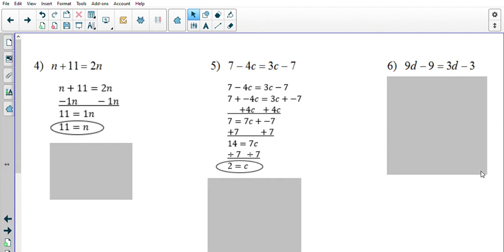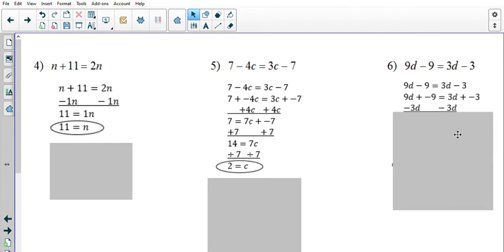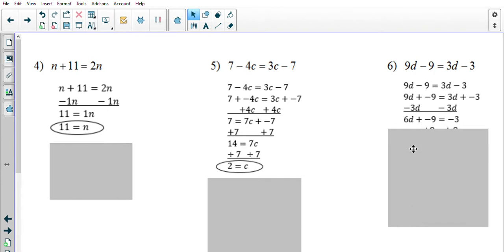Let's add the opposite here. We'll write this as 9d plus negative 9 equals 3d plus negative 3. We have a 9d and a 3d. 3d is smaller and it's positive, so I would subtract 3d from both sides. On the left, we have 9d minus 3d, which is 6d plus negative 9 equals negative 3. Now let's get rid of that plus negative 9, goodness. The inverse of that is to add a positive 9.